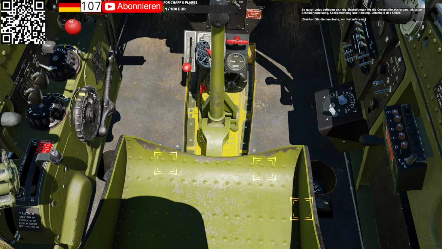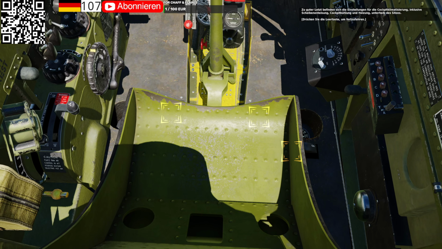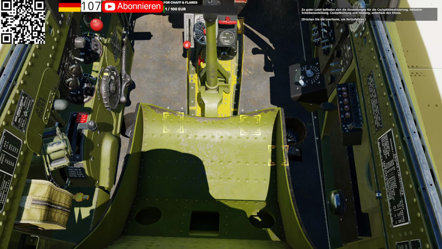Finally, the area under the seat also houses cockpit environmental controls, including windshield defrosting and cockpit heating and cooling.